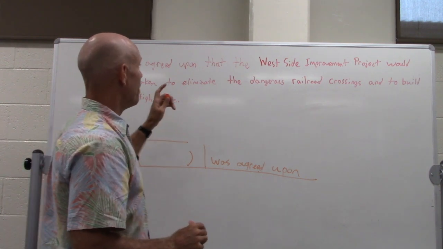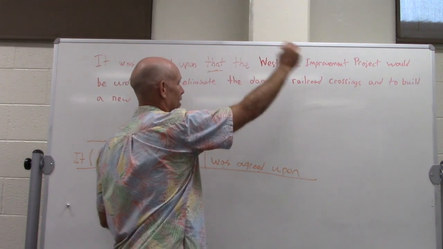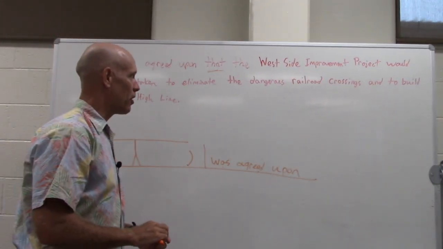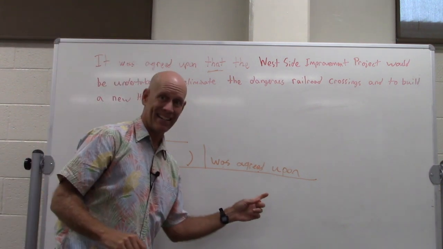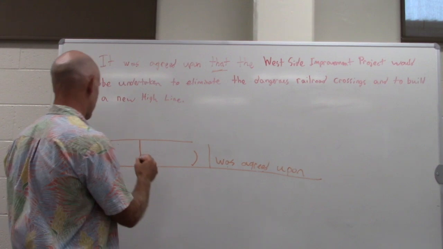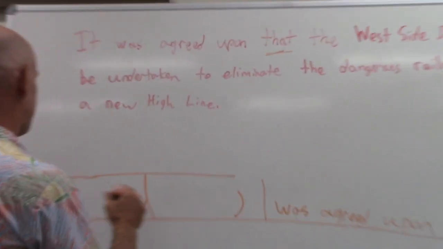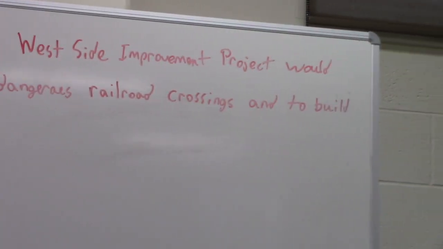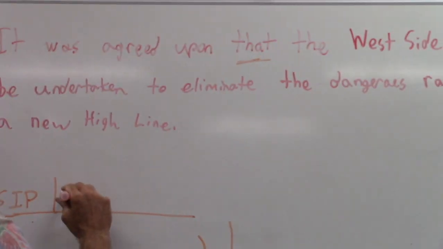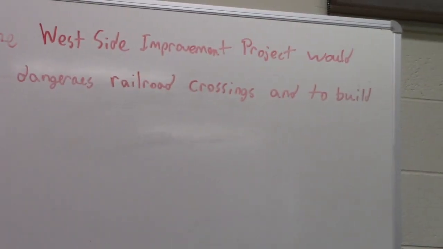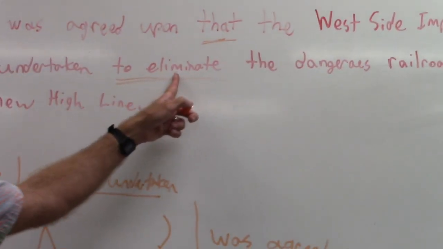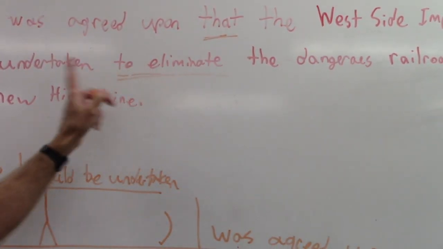Here we go. That, see again, that is indicating that all this stuff is my something. So that the West Side Improvement Project would be undertaken to eliminate the dangerous railroad crossings and to build a new High Line is the something. All right, so let's see. I'll just abbreviate here. West Side Improvement Project is the subject. We have a passive again. Would be undertaken. And here we have an adverbial infinitive phrase back from chapter 6, and it's modifying undertaken.